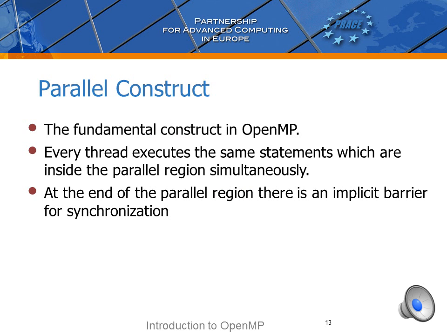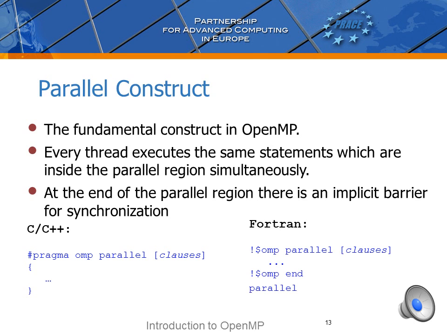Next, we will be discussing the main constructs of OpenMP. The parallel construct is the fundamental and the most important construct in OpenMP. It forms a team of threads for parallel execution. OpenMP threads are created with the omp parallel directive in C++ and Fortran programs.